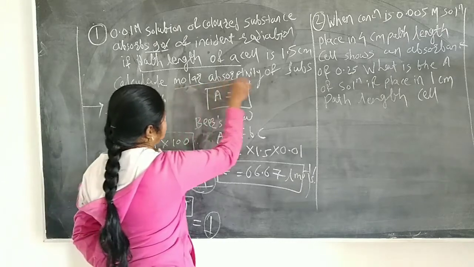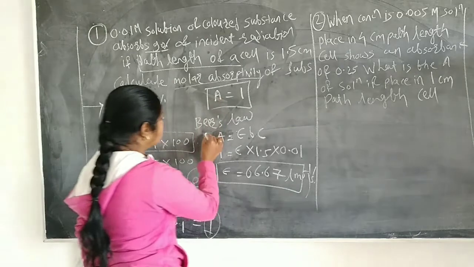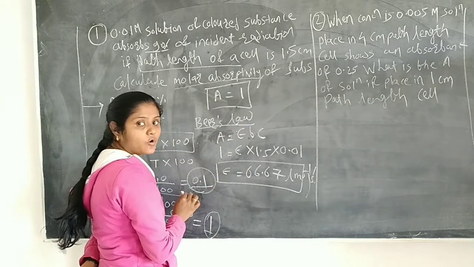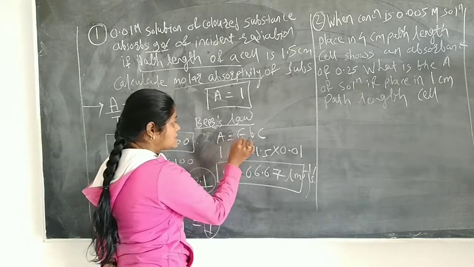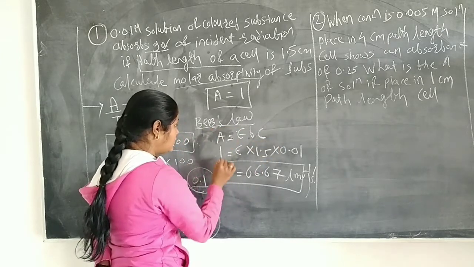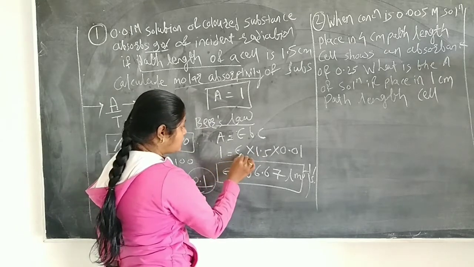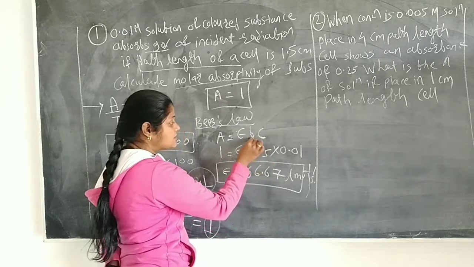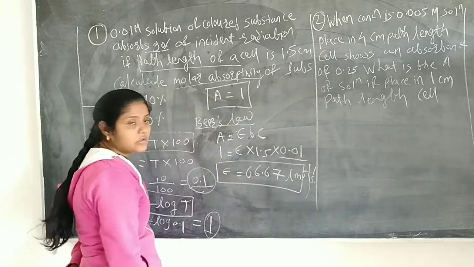Then we have to calculate the molar absorptivity of the solution. For the molar absorptivity, we are using Beer's law, which is the combination of the Lambert-Beer law. A is equal to epsilon b c. This is the main formula of Beer's law. Put the value of each and every term. Absorbance is 1. Epsilon, which is the molar absorptivity, we have to find out. 1.5 is the path length and c is the 0.01 concentration of the solution.